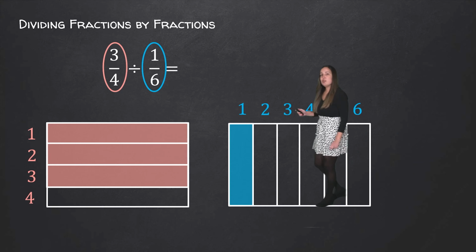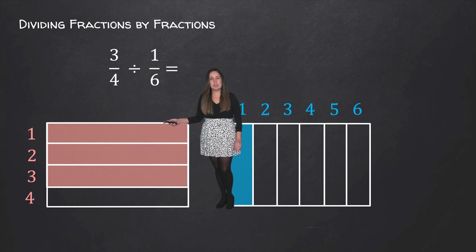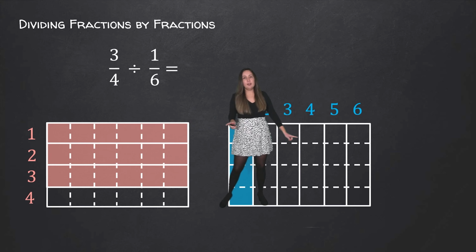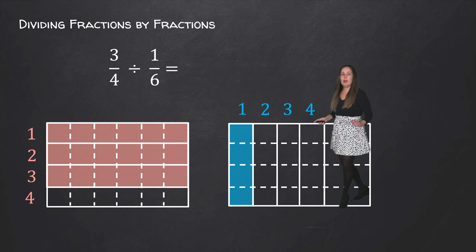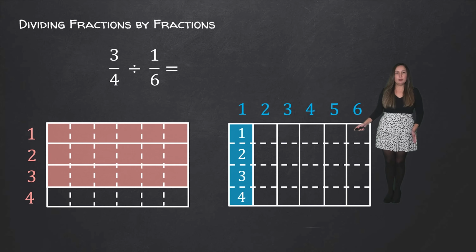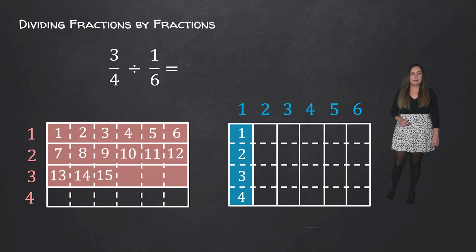Now going back to our first model, we're also going to divide this vertically into 6 pieces so that our rectangles match. And then here for our blue one, we're going to cut it horizontally into 4 equal pieces as we did here. Now, in our blue rectangle, we have 4 pieces. And in our pink rectangle, let's see how many we have. So we have 18 pieces.